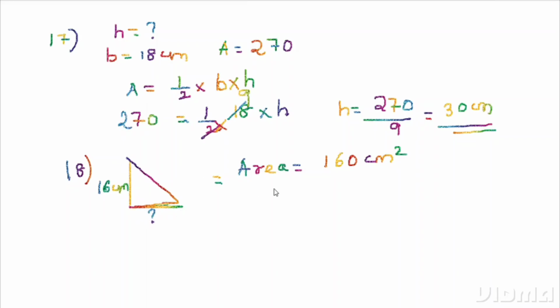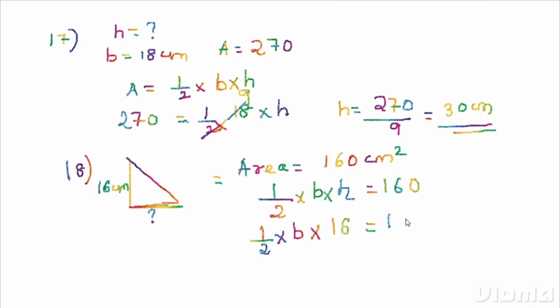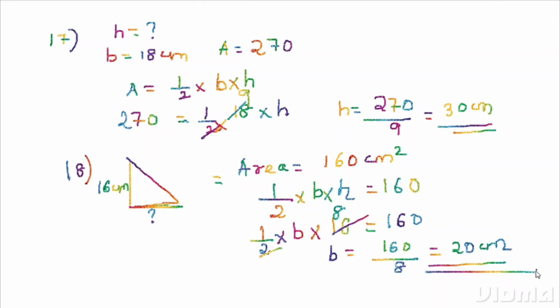So again, you know that area of the triangle is half multiplied by base multiplied by height. So half multiplied by base I don't know. So base is question mark and height is given to me as 16. So then when I cancel this, it becomes 8 times B is 160. So B is 160 by 8. So that gives me 20 centimeter. So this was to find the length of the other leg. So other leg I have found out. Now let's move on to the 19th question.